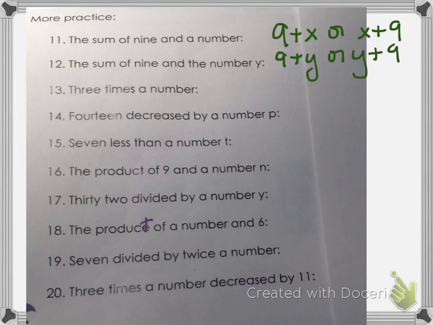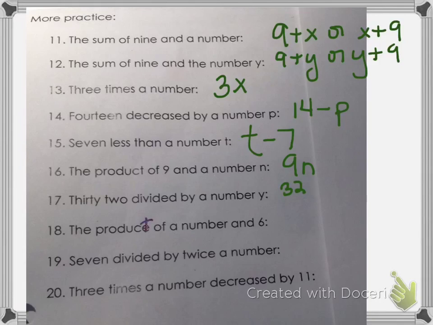13 says 3 times a number. That is written as 3x. You do not need to put a multiplication symbol between the coefficient and the variable. The next one says 14 decreased by a number p. That is written as 14 minus p because the p is being subtracted away from the 14. 15 says 7 less than a number t. That's t minus 7. 16 says the product of 9 and a number n. That's going to equal 9n.